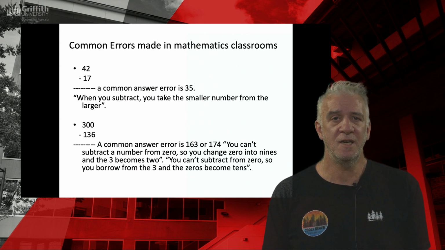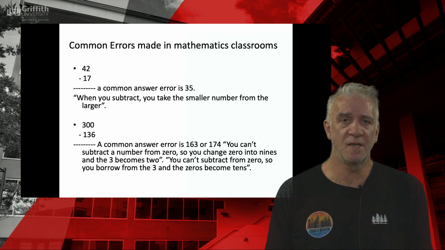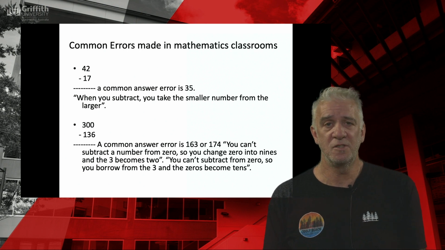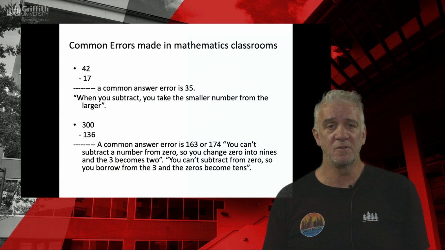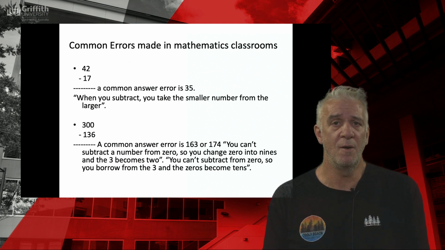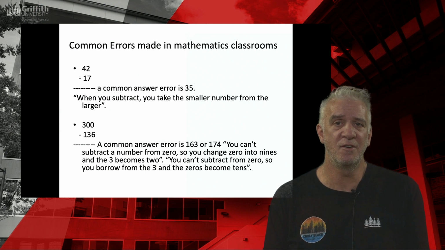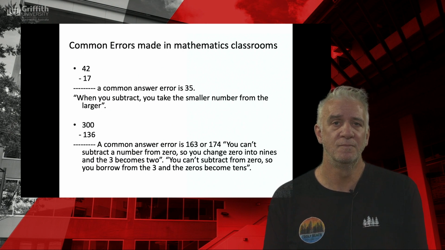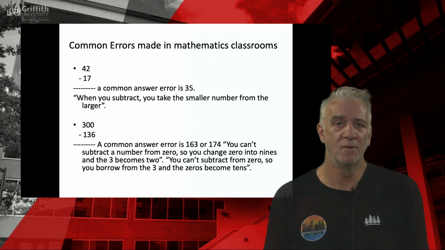Right, the same here for the second one, 300 subtract 136, a common answer. And once you start on class, whether it's practicum or in your career, if you get students at this level, these are the 2 common answers you'll get: 163 and 174. And then there's a reasoning below.